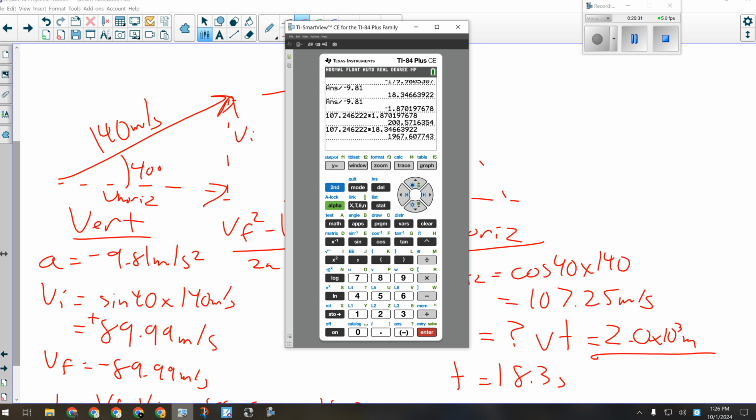So that's going to be 0 minus squared and divided by negative 9.81. Is that pretty high? 8.3 times 10 to the 2 meters, 830 meters is the maximum vertical height of the cannonball. That's pretty high.